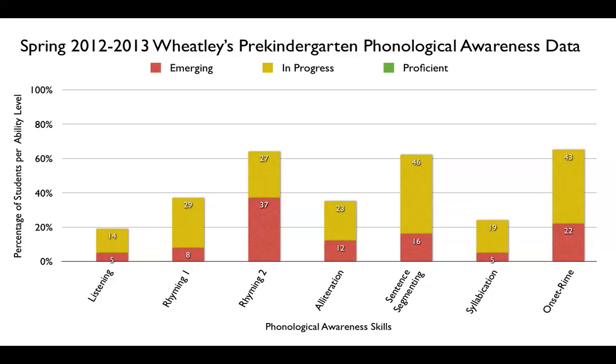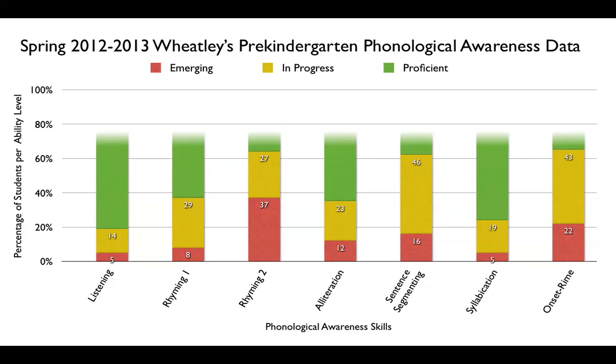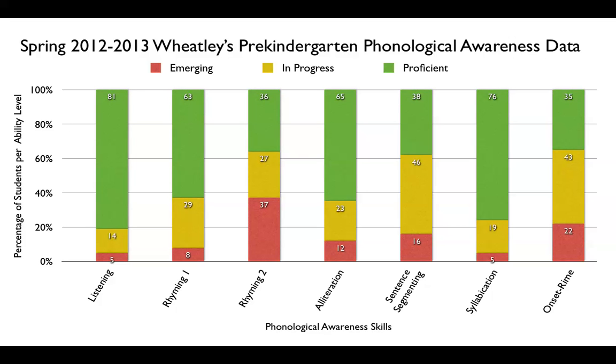And finally, let's look at those who perform proficiently. We can see that listening, syllabication, and rhyming 1, as well as alliteration, are possible areas of strength, although there's still some room for improvement in terms of rhyming 1 and alliteration.